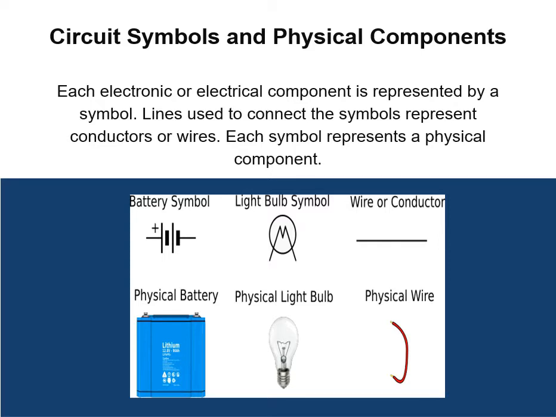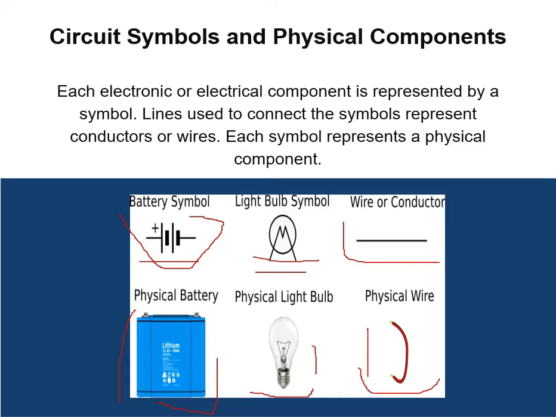For example, what we have here represents a battery symbol, a light bulb, and a conductor or a wire, alongside the physical battery, physical light bulb, and a physical wire. If this is what the battery looks like, in our schematic diagram this is what it looks like. If this is the light bulb, this is what it looks like in our schematic diagram. Same with the physical wire in our schematic diagram.